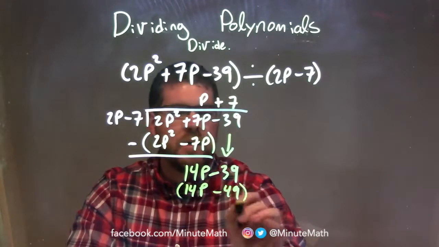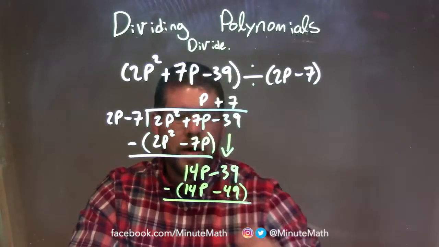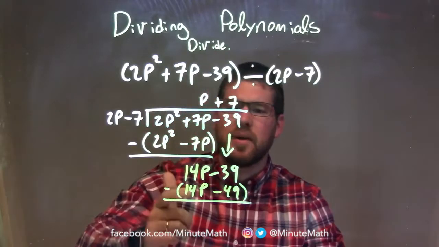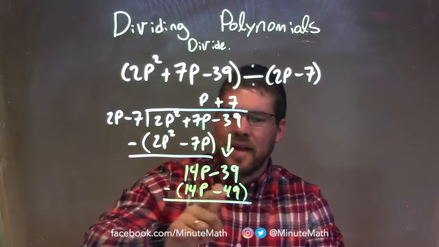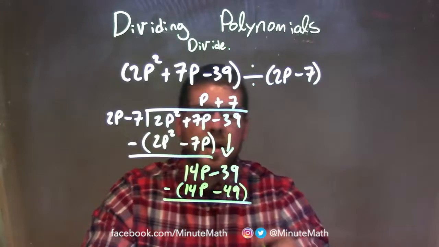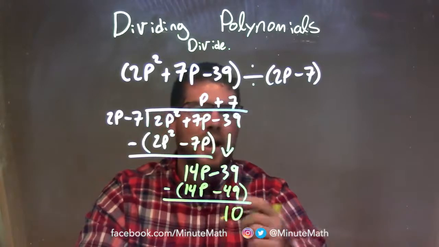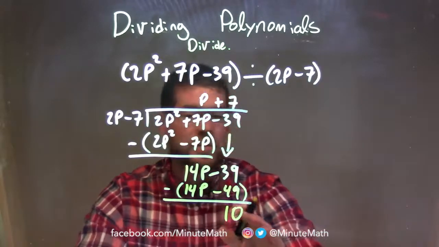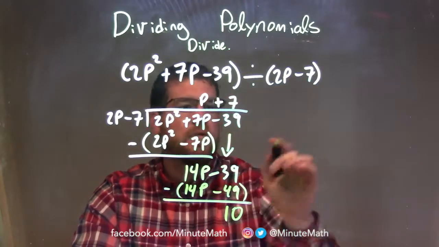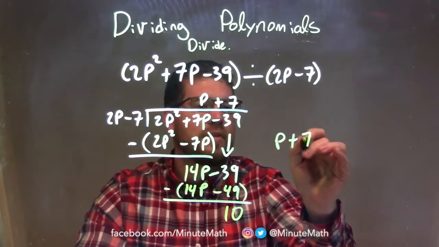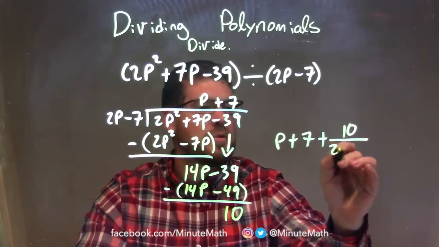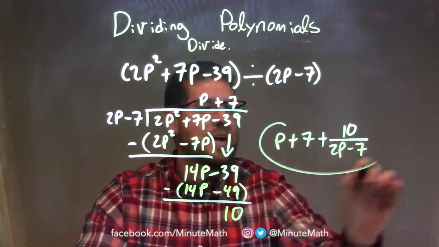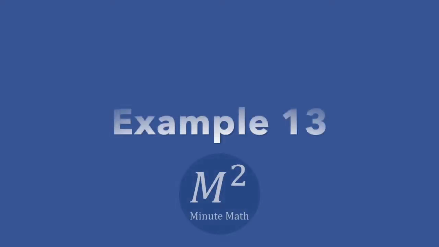What we need to do now is subtract the bottom from the top. 14p minus 14p is 0. And minus 39 minus a negative 49 is like adding a positive 49, which is a positive 10. And that's my remainder. So our final answer is p plus 7 plus my remainder, 10, over my divisor, which is 2p minus 7. And that is our final answer.